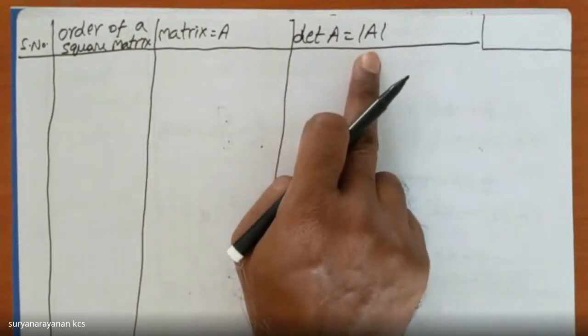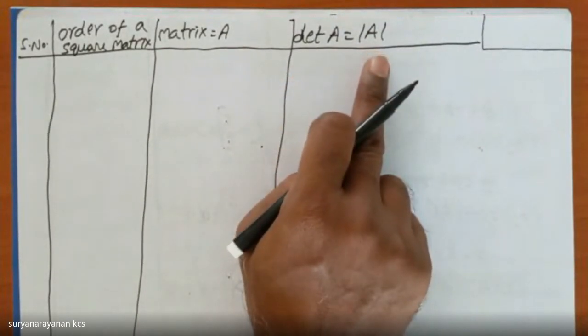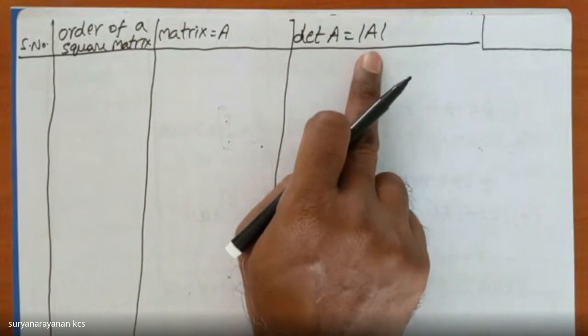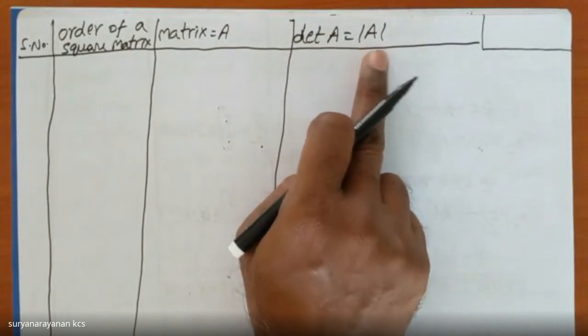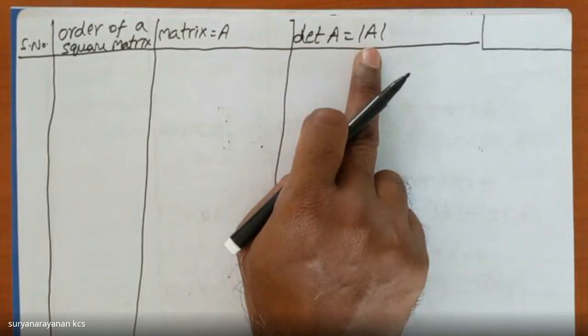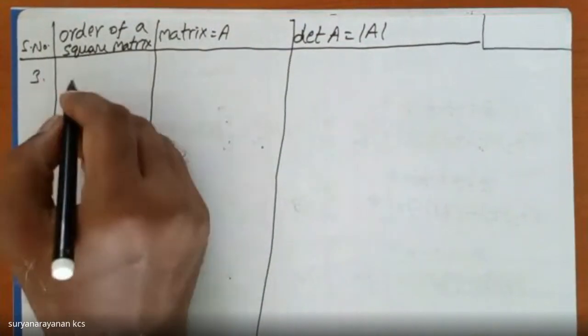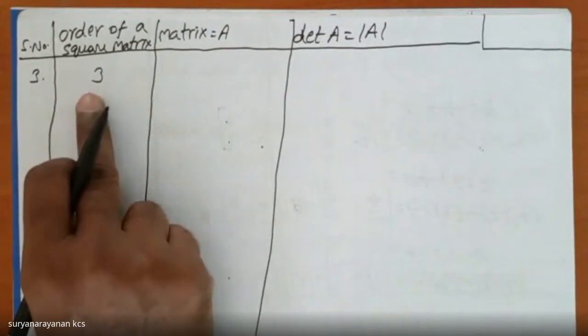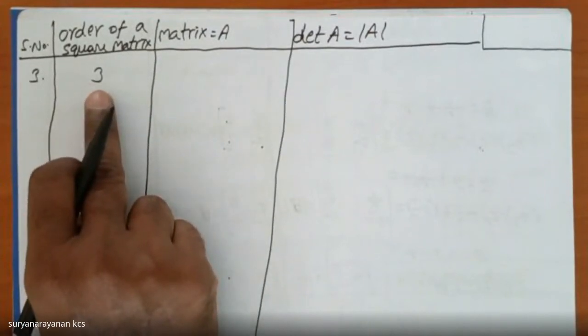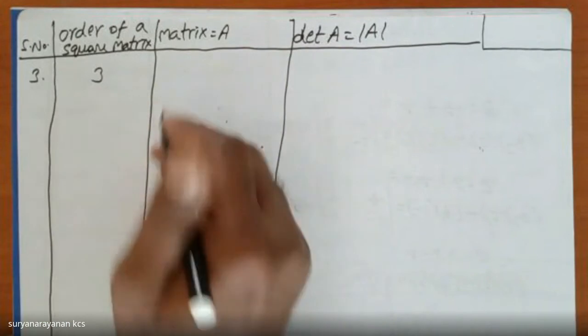Don't read this as modulus A, my dear children. Again and again I'm telling you, this is not read as modulus of A. This is read as det A, or the determinant of the matrix A. Okay. Now, let us discuss the determinant of a square matrix of order 3.